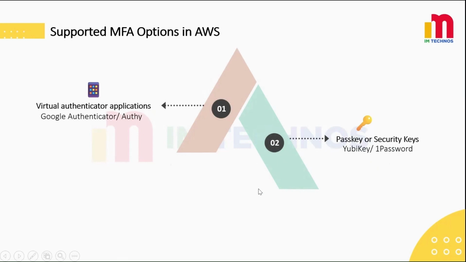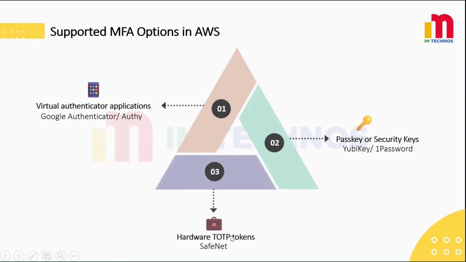Finally, there are hardware TOTP tokens. These are dedicated hardware devices such as those from SafeNet, used mostly in enterprise environments. They function similarly to virtual apps but offer more control and durability in highly secure environments. So whether you are an individual user or managing an enterprise, AWS gives you flexible MFA options to enhance your security. In this video, I will use a virtual MFA device for the demo.